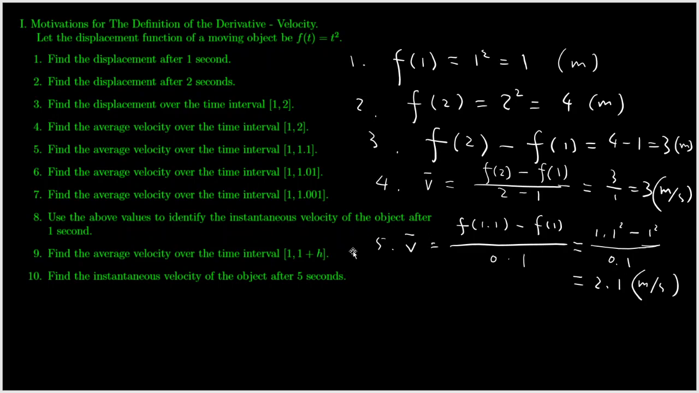As long as you know what's going on with question number 5, I believe for 6 and 7 I can move a little bit quicker. Essentially we're making the time interval shorter and shorter. We're going to observe the change of the average velocity, and then using that we're going to motivate the concept of the derivative.